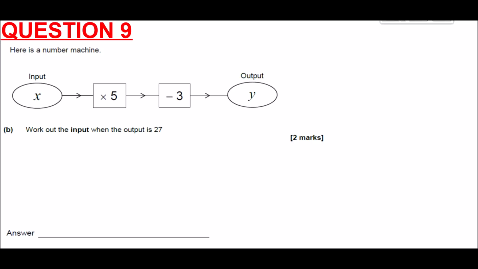Part B, we have the same number machine, and we need to work out the input now when the output's 27. This time around we're starting off with the output. So if the output is 27, that means that 27's come out. And so what we need to do is start over here and work backwards. We start with the output, which is 27, we've been told. But this time we go the opposite way, and because we're going the opposite way, we're doing the opposite things. So we work back on ourselves and rewind it to the beginning.